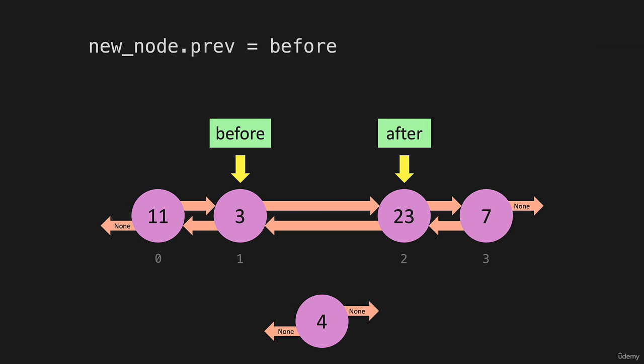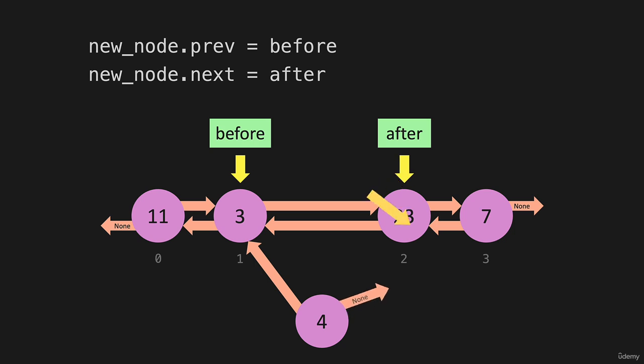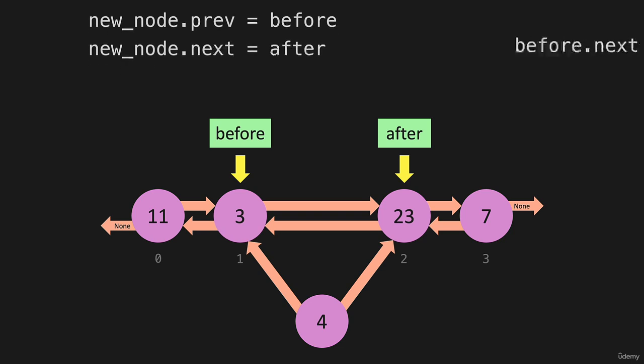So let's put this back, and we'll start with the 2 arrows that are on the new node. We'll say new node.previous equals before. That is to say, the previous arrow on the new node is going to point at the same node that before is pointing at, like this. Then we'll say new node.next equals after. The next arrow is going to now point to the node that after is pointing to, like this.